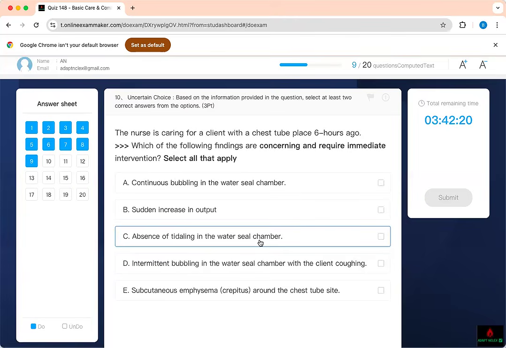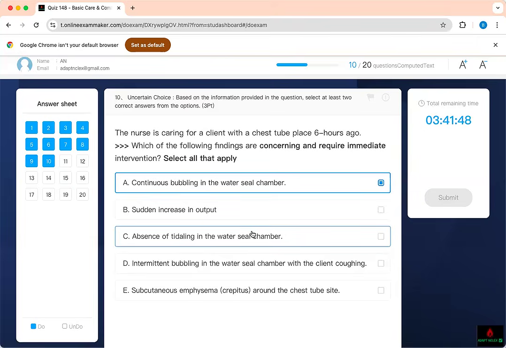It's not magic. No matter where you go, whatever Q bank you use, it's the same thing. They have to give you the same content. Just know the segment of each area of the chest tube. And when you see a question, voila, it's right there. Continuous bubbling in the water seal chamber is not good, right? It's not good.